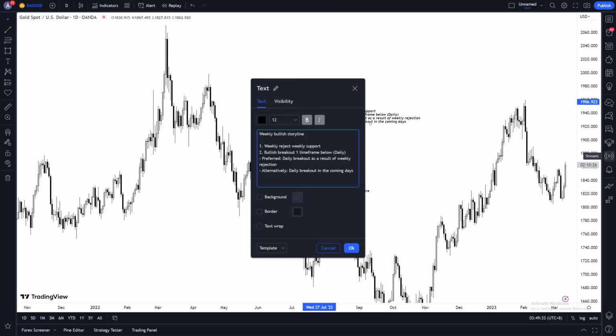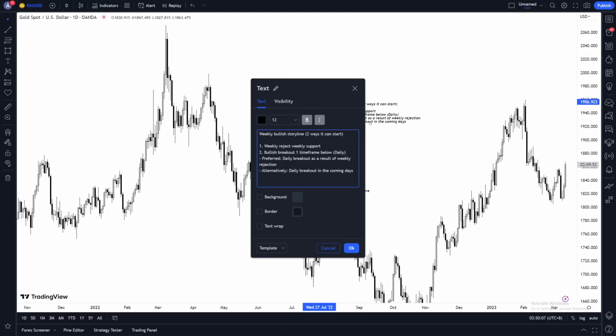Okay, alternatively, weekly reject weekly support, daily doesn't do anything, or maybe it just creates a little support, but that's not a break, so we can't confirm that as a weekly bullish storyline. But then during the time of week 2, we have a daily bullish break. That's also considered, but it's not preferred, but it's also absolutely valid to say, oh, weekly bullish storyline has indeed started. Okay, so these are the two ways that a weekly bullish storyline can start.